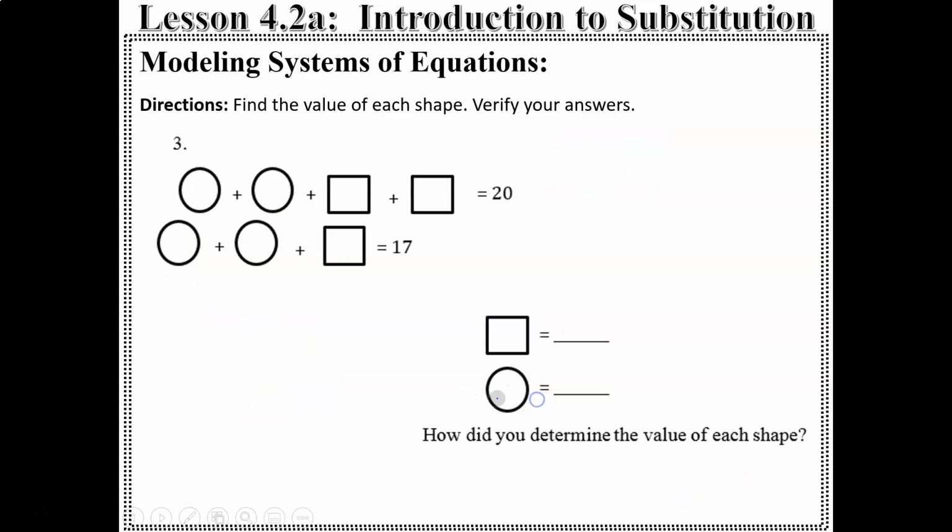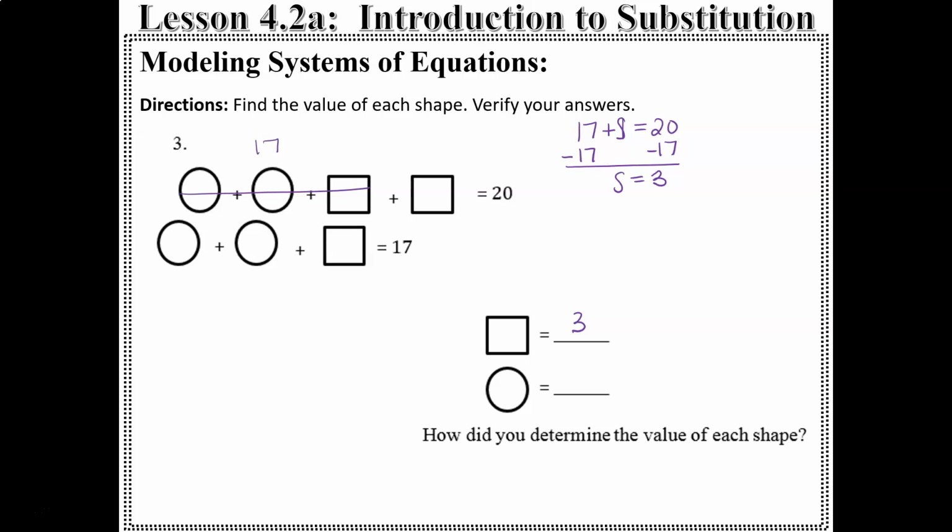Let's go to number 3. This is telling me that 2 circles and 2 squares is 20, and that 2 circles and 1 square is 17. So I can replace this with 17, because it tells me 2 circles and a square is 17. So I have 17 plus a square, I'll call it s, equals 20. I'm going to subtract 17 to get the square all by itself. So the square is 3.